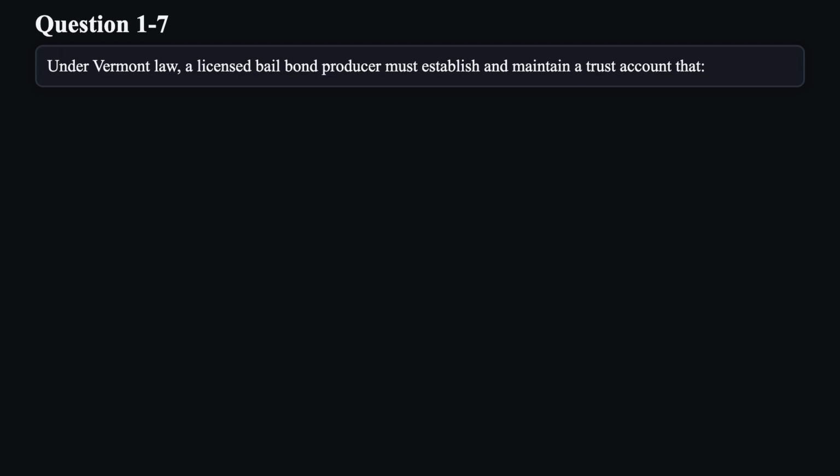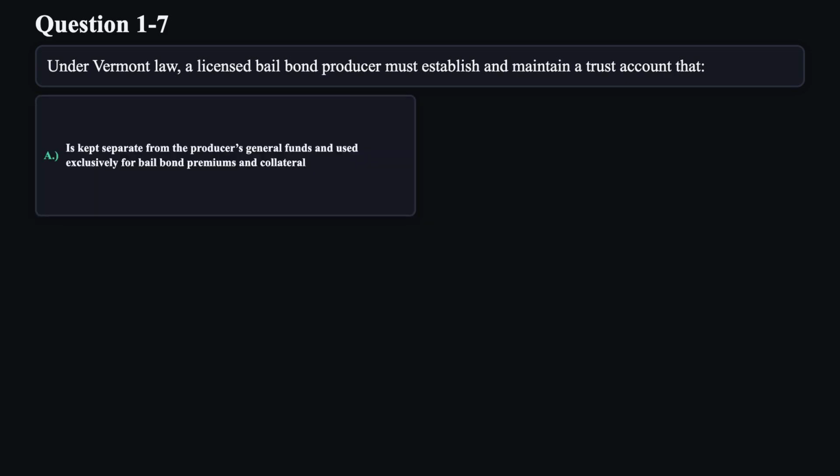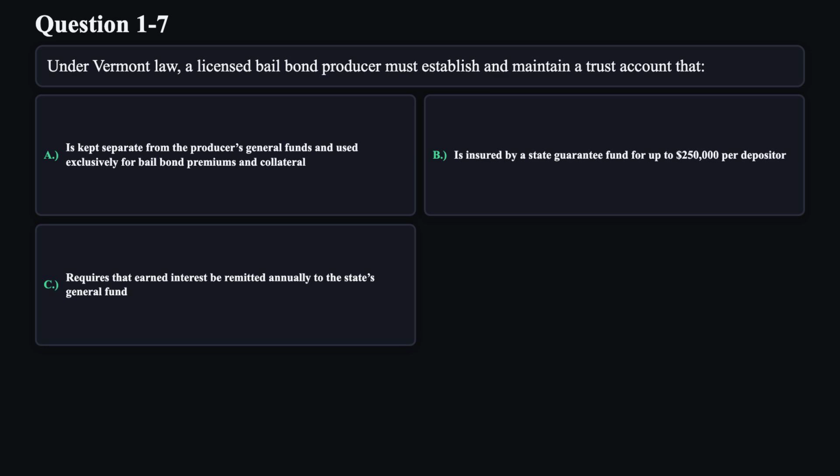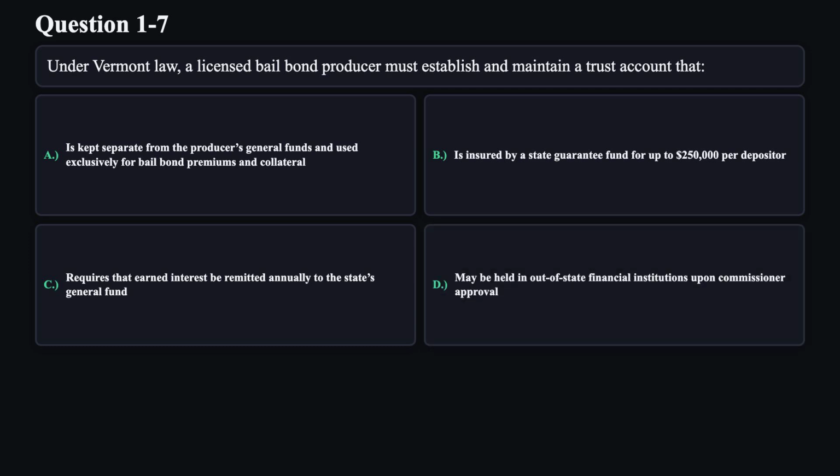Question 7. Under Vermont law, a licensed bail bond producer must establish and maintain a trust account that A. Is kept separate from the producer's general funds and used exclusively for bail bond premiums and collateral. B. Is insured by a state guarantee fund for up to $250,000 per depositor. C. Requires that earned interest be remitted annually to the state's general fund. D. May be held in out-of-state financial institutions upon commissioner approval.